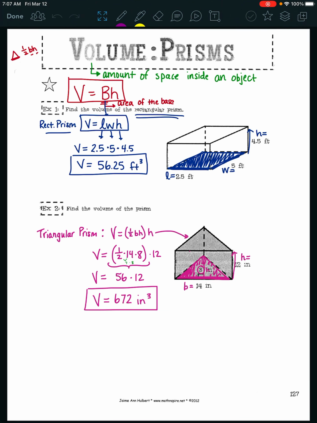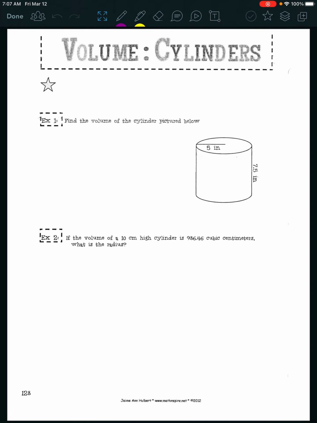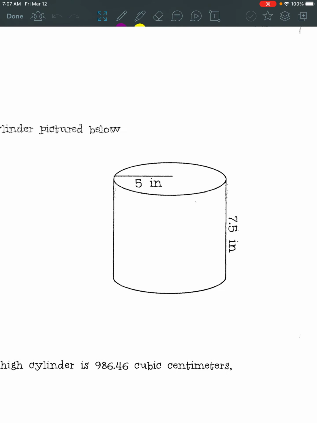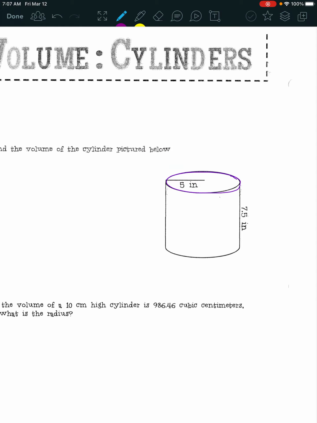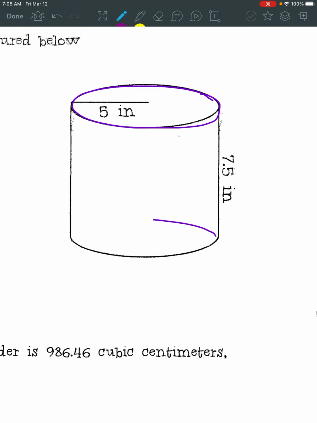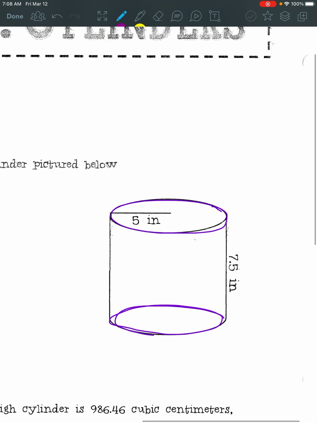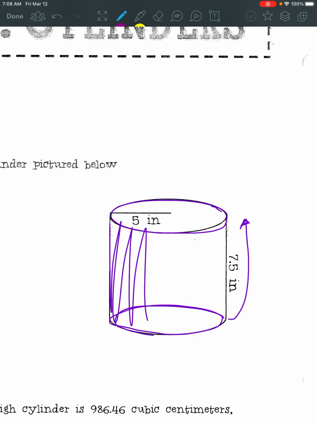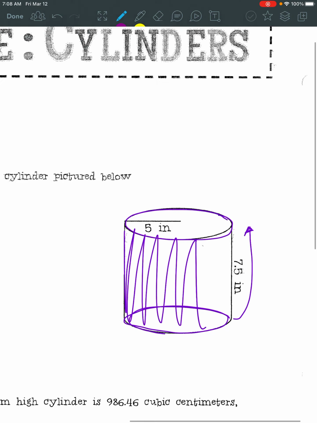So you can find these notes on the second page of the volume of prism notes that we already did. So cylinders, remember their base is a circle. So it's going to be the same formula as our prism. So we're going to find the area of the base, and remember you can't see it, but there is the same exact circle down here that the cylinder is sitting on. So we're going to find the area of the base and then multiply it by the height, because remember we're trying to find everything that can fit inside of this cylinder. So if we were to fill it up with something.